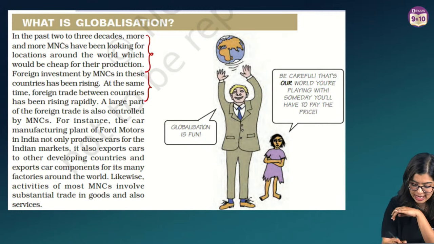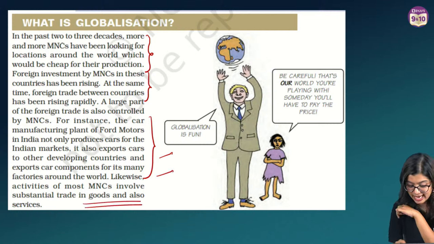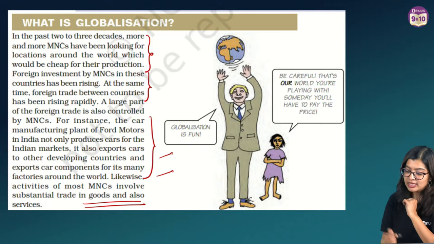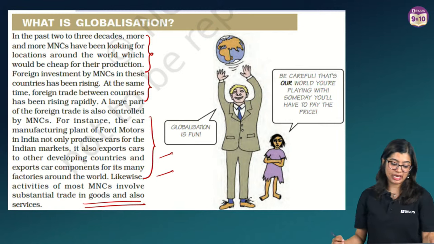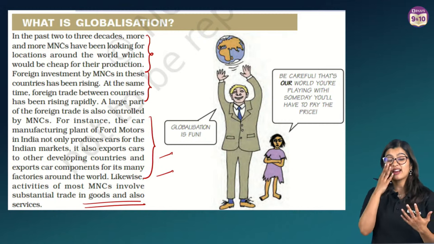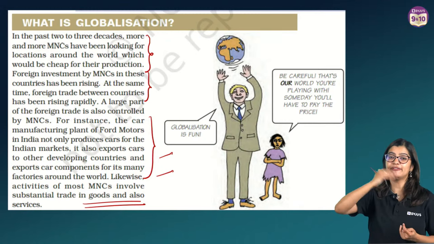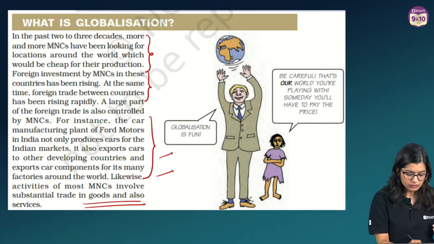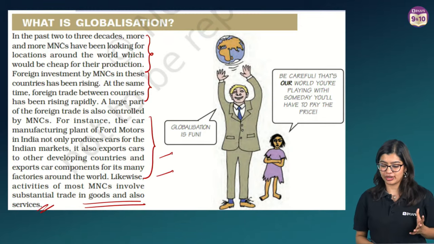So here we have an example of Ford Motors given to you and how this has elaborated into substantial trade. What is substantial trade? Substantial trade is basically the goods and services, right? How you are considerably trading different products, different services between, let's say, two or more countries.